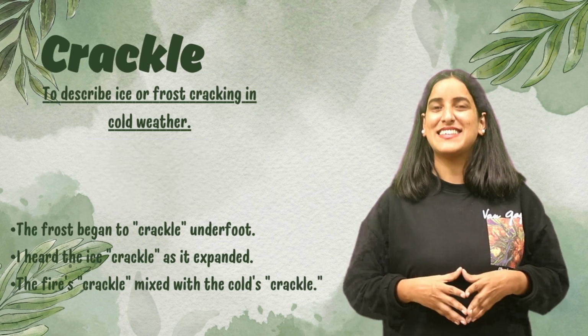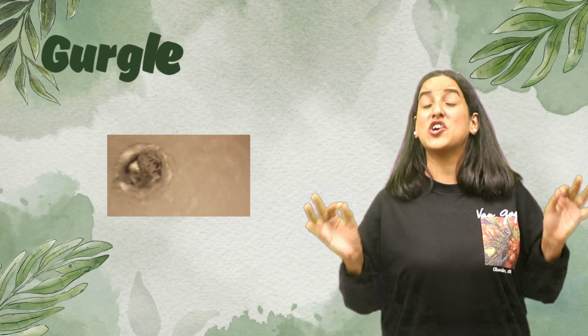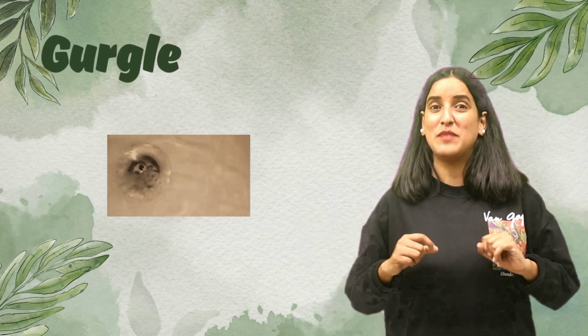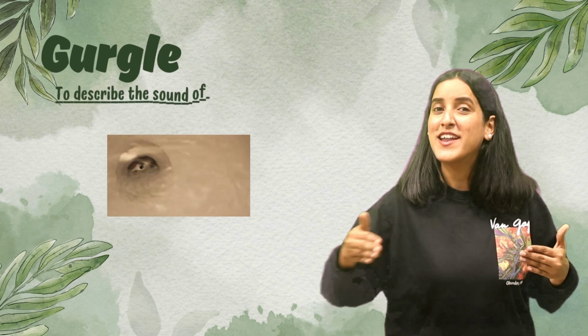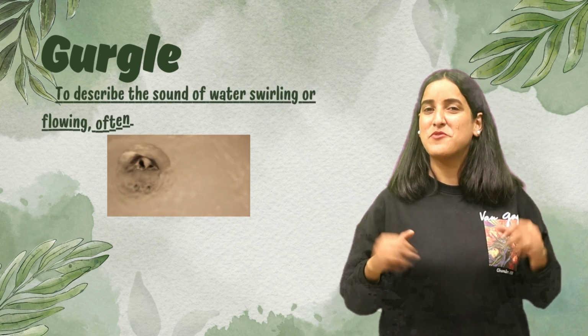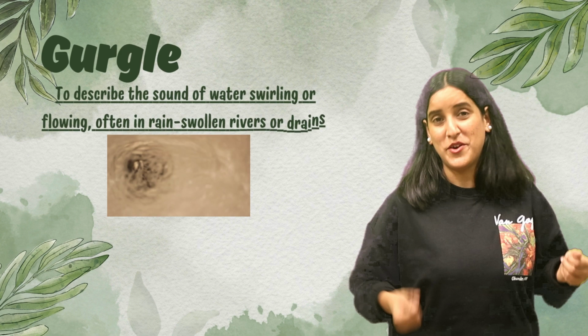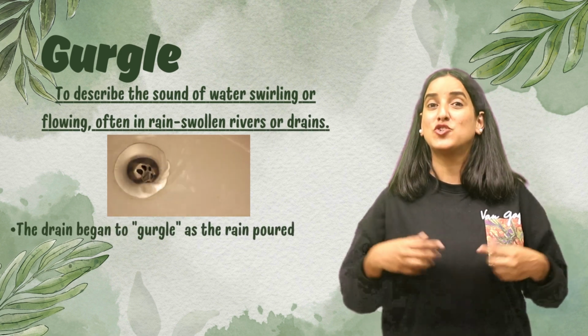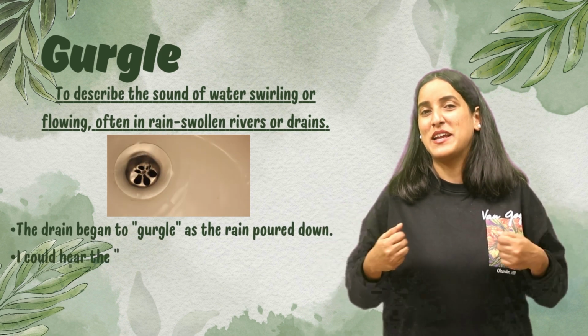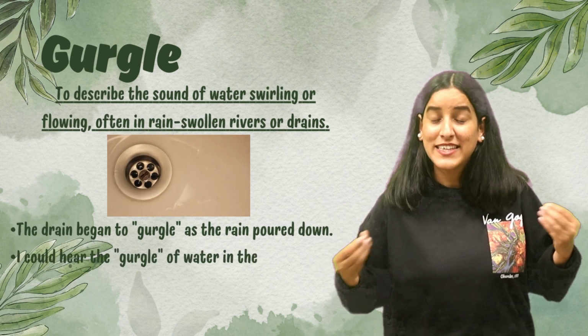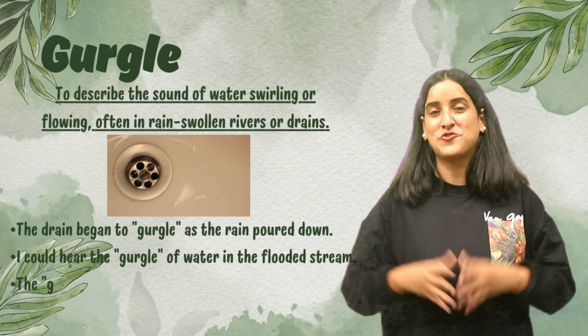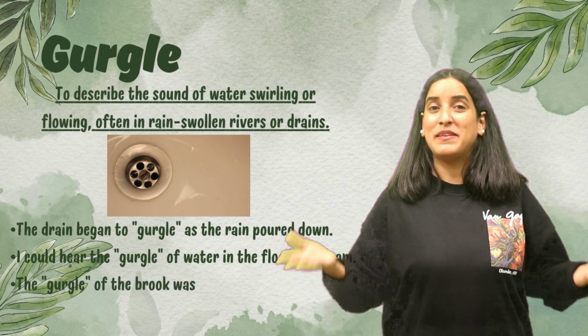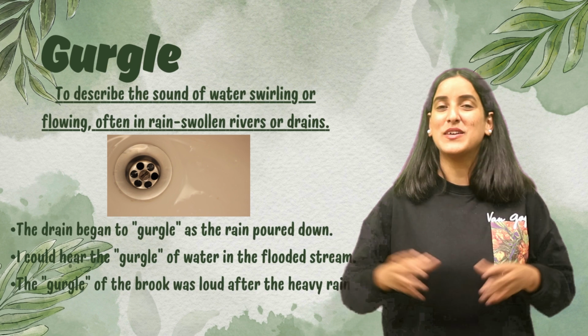Yes, now let's guess this one. It is called the gurgle. Now this one is used to describe the sound of water swirling or flowing, often in rain-swollen rivers or drains. Yes, let me use this in some sentences. The drain began to gurgle as the rain poured down. I could hear the gurgle of water in the flooded stream. Yes, the last one can be the gurgle of brook was loud after the heavy rain, right?